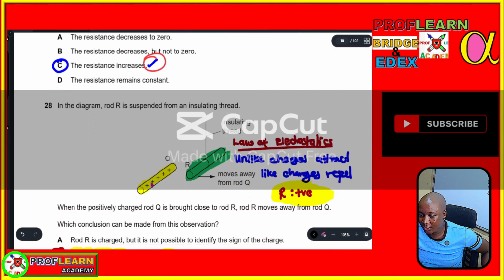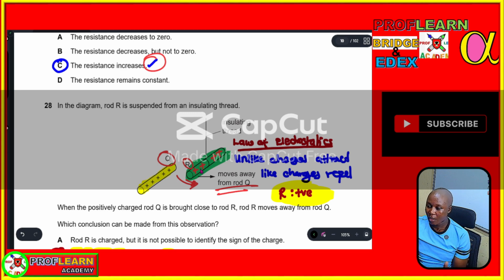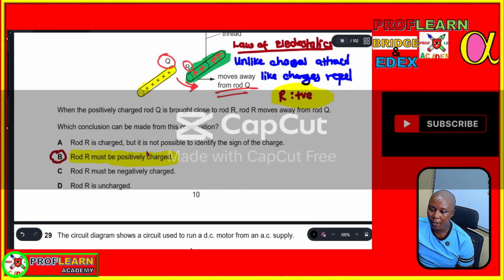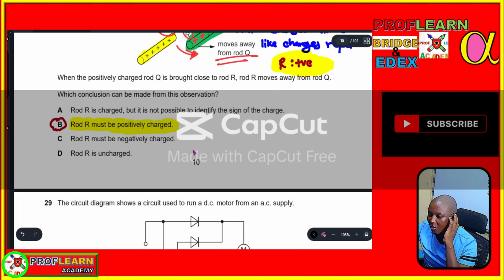We are told that when rod Q is brought close to R, R moves away. Q is positively charged, so it is repelling R. So R must also have a positive charge, and that's why it's being repelled away. From the law of electrostatics, unlike charges attract, like charges repel. That is why we say rod R must be positively charged. And you need to remember that materials are charged by rubbing the materials against one another.